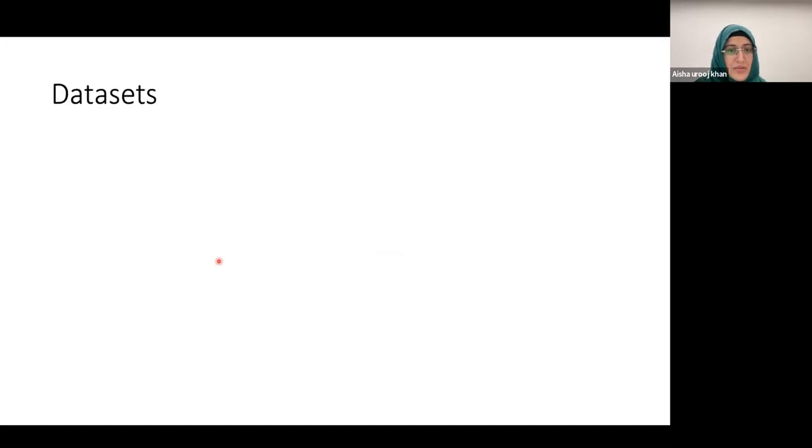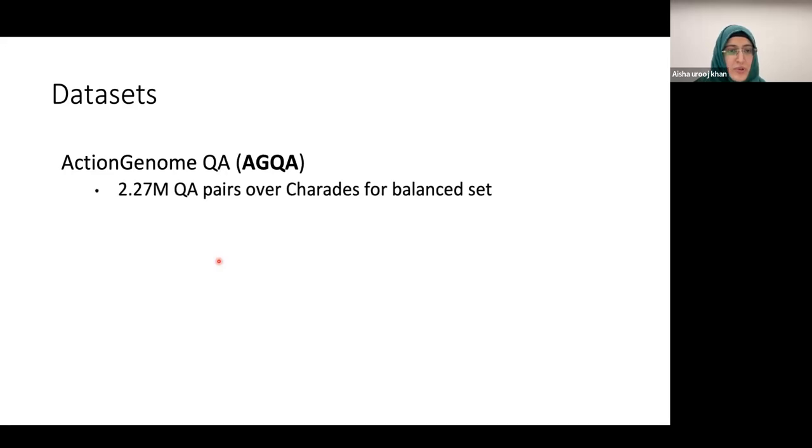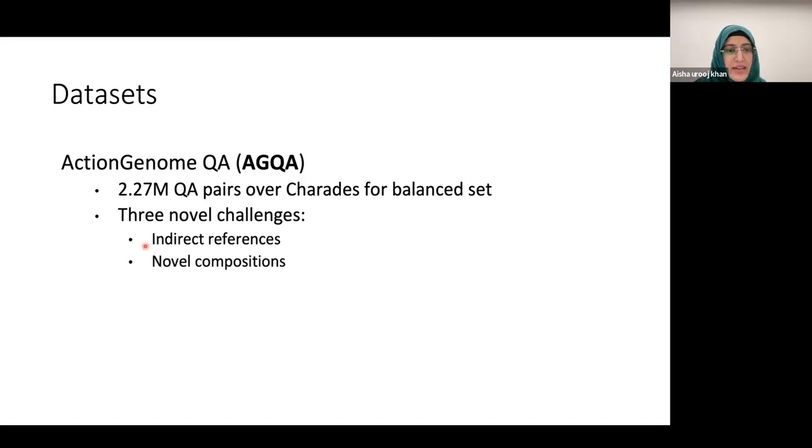So to train this system, we consider 2 datasets. First was the Action Genome QA dataset. In Action Genome QA, we have 2.27 million question answer pairs over Charades. Charades is a video action dataset. And this dataset has 3 novel challenges. First is indirect references. I will go into the details in a later slide. Second challenge is novel compositions. And then the third one is more compositional steps.